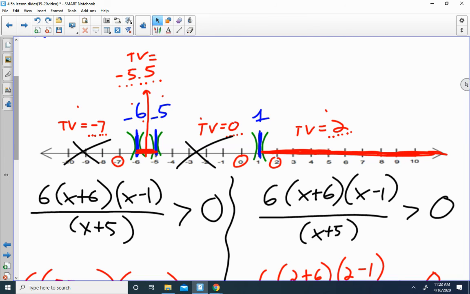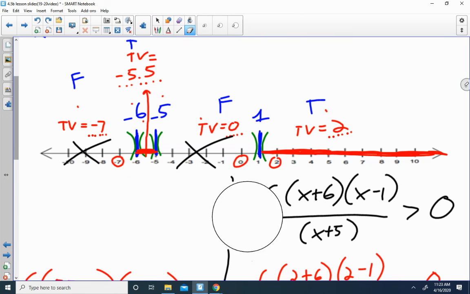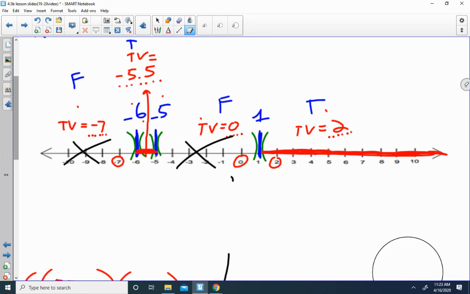All right, so with that said, let's check. We got false, then true, then false, then true. Everything alternated, which means we did our work correctly. So now we can finally write down our final answer.